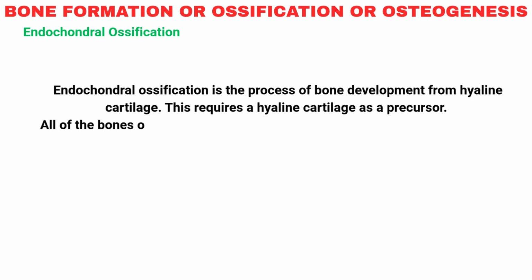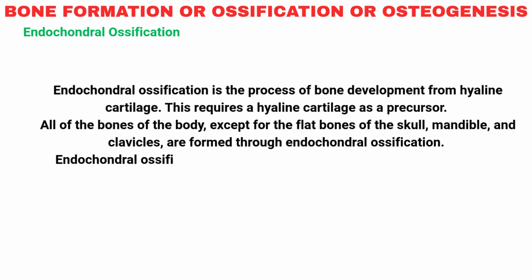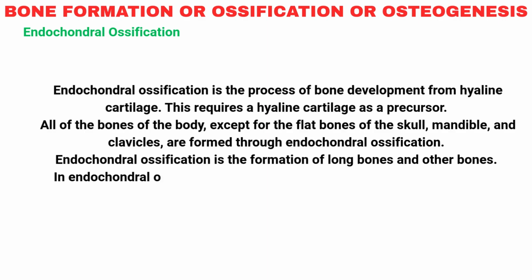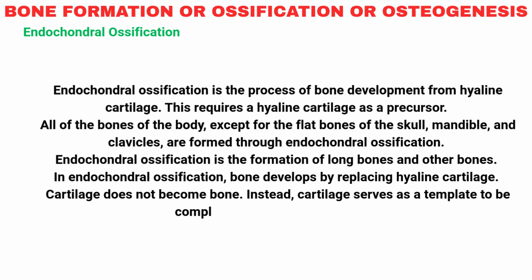All of the bones of the body, except for the flat bones of the skull, mandible, and clavicle, are formed through endochondral ossification. Endochondral ossification is the formation of long bones and other bones. In endochondral ossification, bone develops by replacing hyaline cartilage. Cartilage does not become bone. Instead, cartilage serves as a template to be completely replaced by new bone.